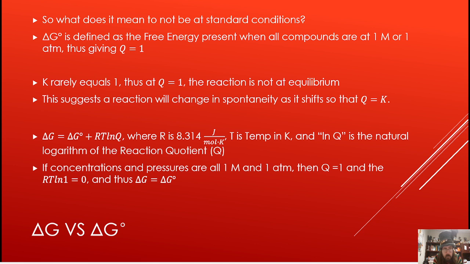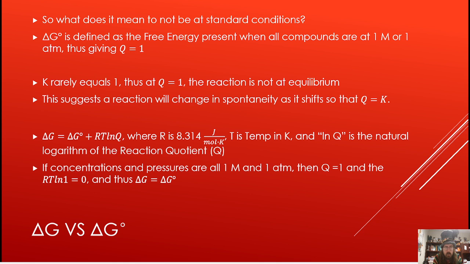Well, our equilibrium constant K is not 1. It almost never is 1. So when we're at standard state conditions, Q is not equal to K. We're not at equilibrium, and so the reaction will proceed until it achieves equilibrium. Remember that Q must always shift until it equals K.